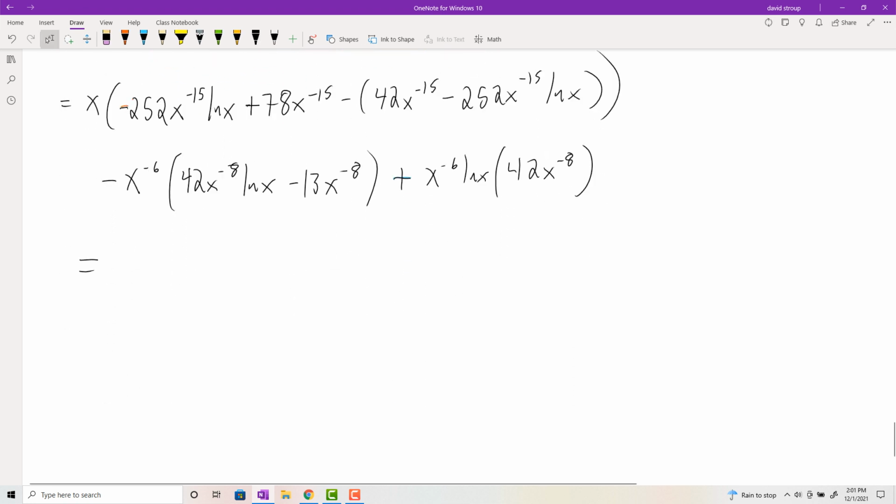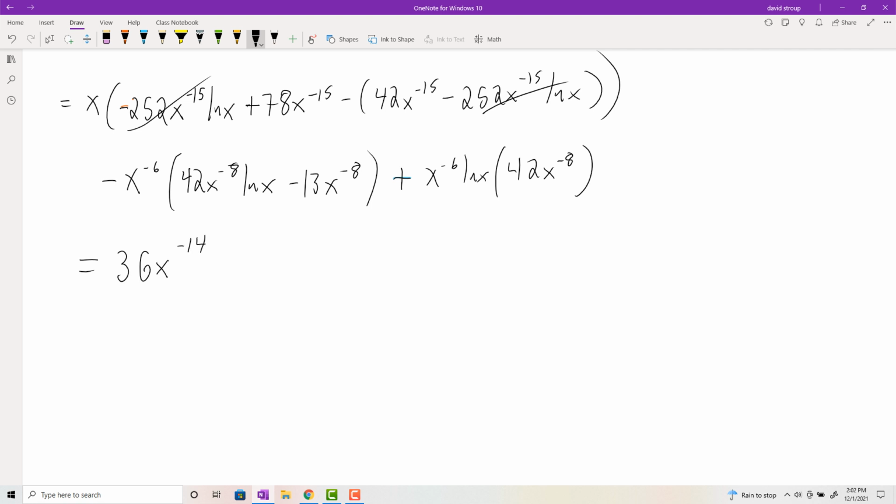See if there's any cancellation. So clearly this thing and this thing will cancel out. And I'll just have 78 minus 42 times x. 78 minus 42 is 36. I'll have 36x to the negative 15 times x. That will be 36x to the negative 14.